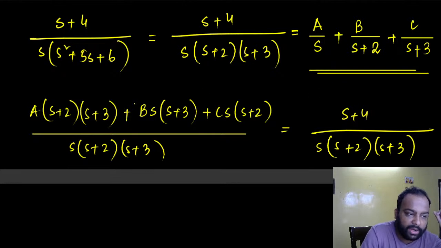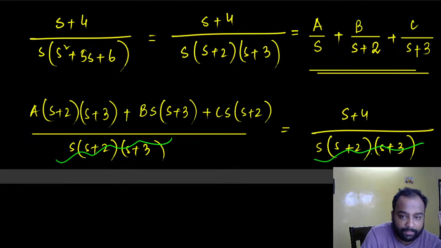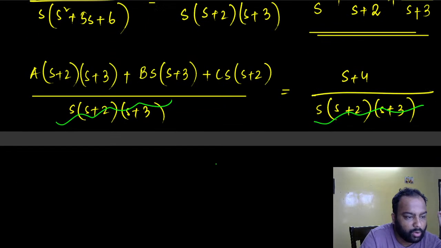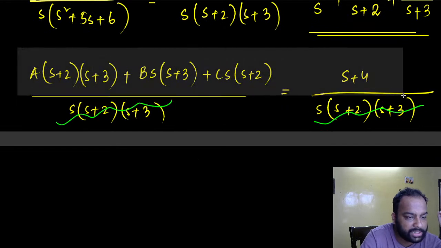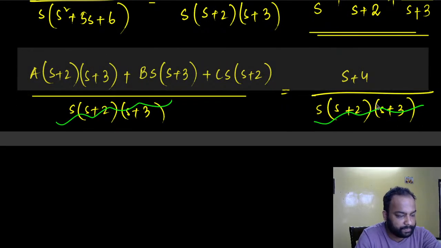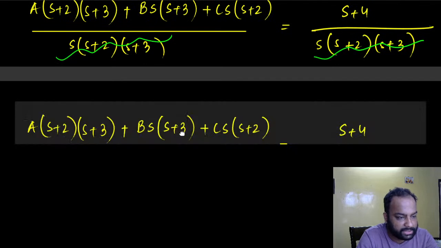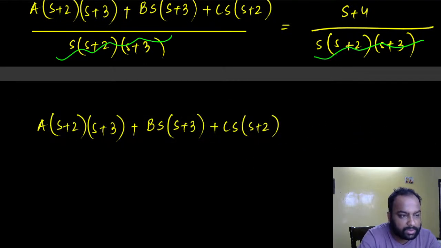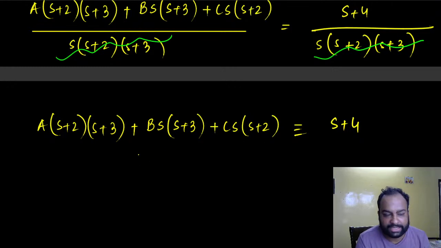Right, now our goal would be to figure out the constants A, B and C. For that we would ignore the denominator because they are the same. So we would end up with the equation in the numerator, which would be equal to s plus 4. Now this is kind of an identity. What I mean by that is, this would be true for every possible value of s. This is not an equation. This is an identity in s.